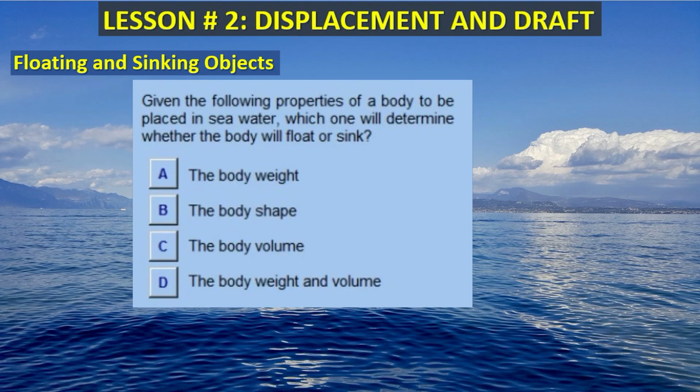Given the following properties of a body to be placed in seawater, which one will determine whether the body will float or sink? A, the body weight. B, the body shape. C, the body volume. D, the body weight and volume.